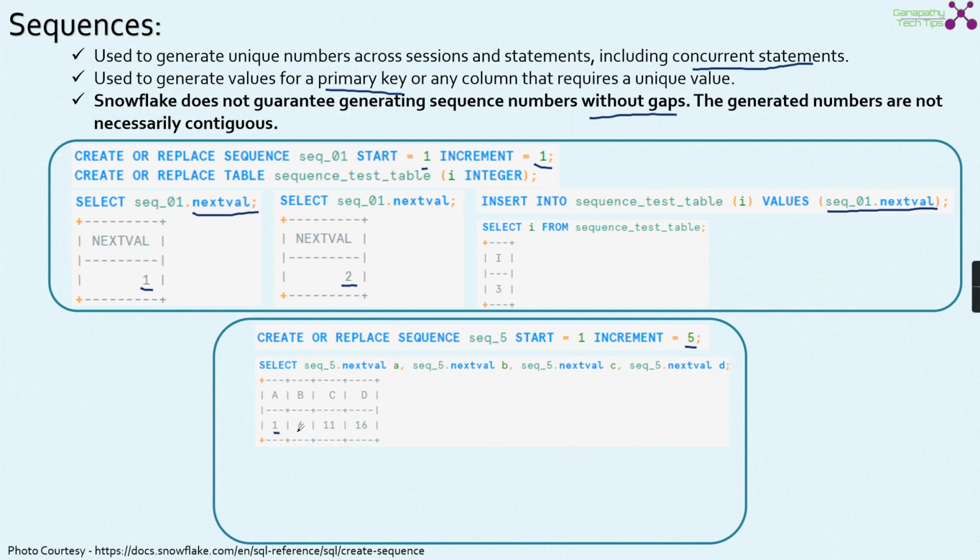It will start with 1 and then 5 got added, it will be 6, and then another 5 got added, it will be 11, then another 5 got added, it will be 16. Now if I fire the same statement again, our expectation is mostly 21. Why? Because 16 plus 5 will be 21. Instead of 21, it started with 36. That is the reason why there is a clear mention: there is no guarantee for generating the sequence numbers without gaps. The generated numbers are not necessarily contiguous.